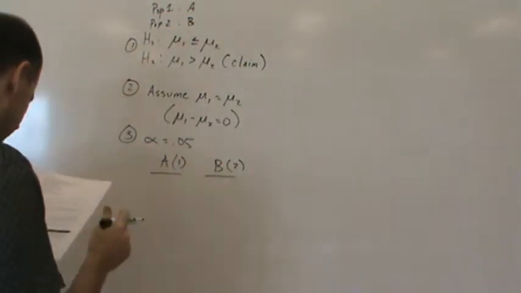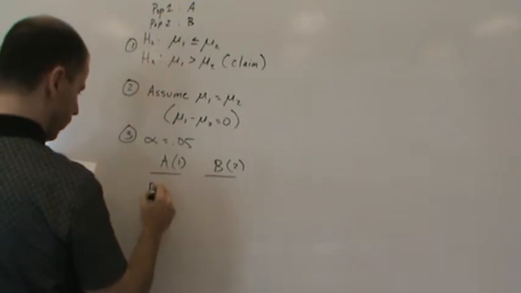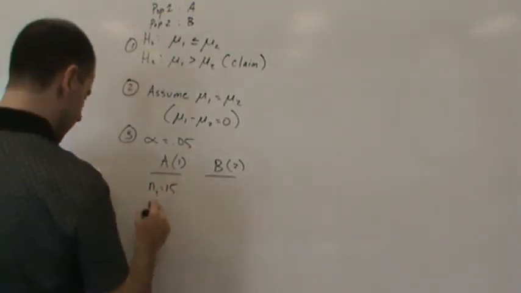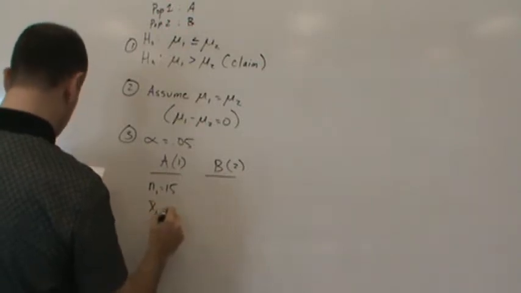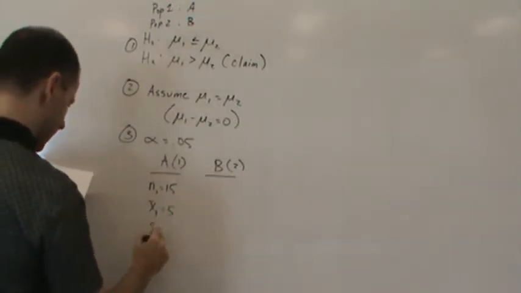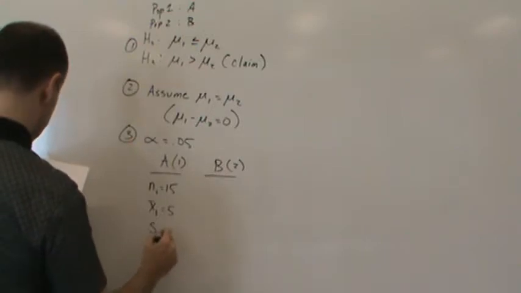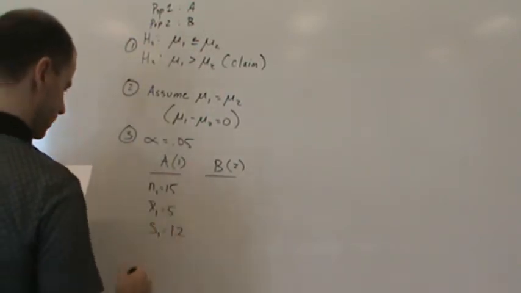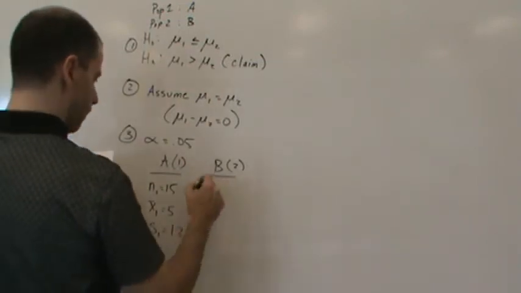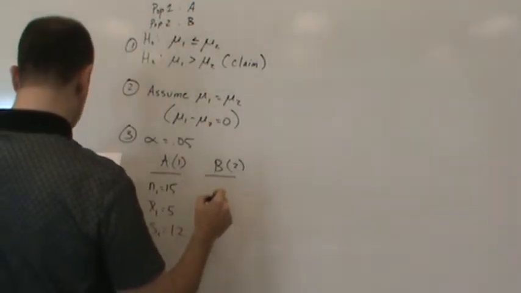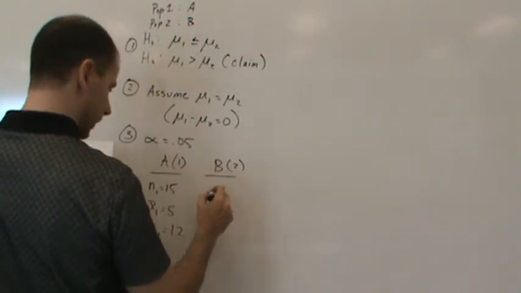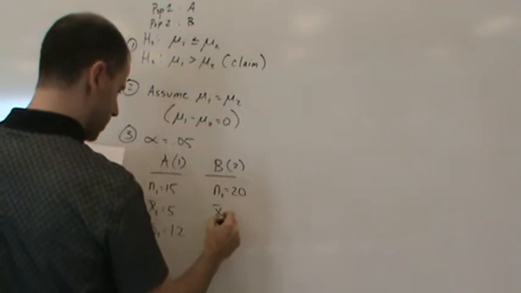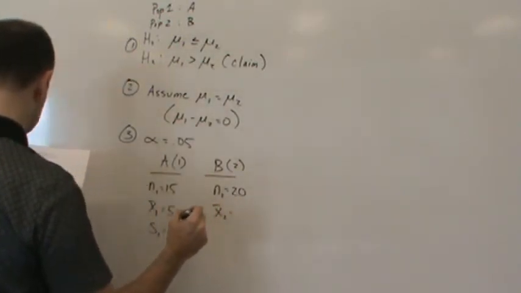So for A, they sample 15 workers. So N1 equals 15. Their average time, so X bar 1, is equal to 5. And their standard deviation, S1, is 1.2. So these are in years. And then for Company B, their sample was 20. So N2 equals 20. X bar 2 equals 4.5.